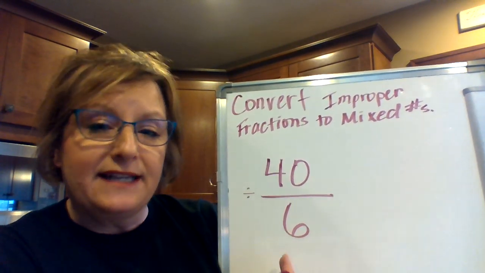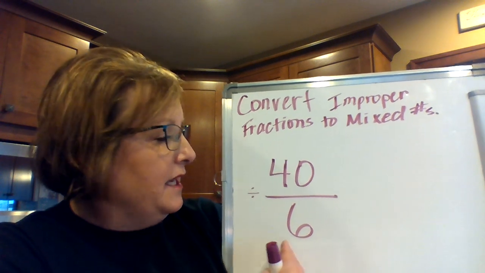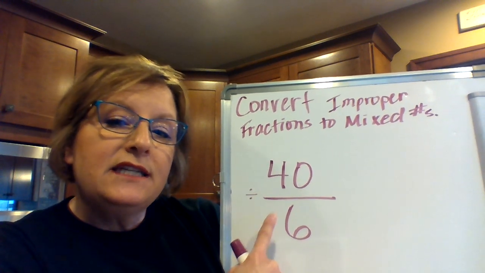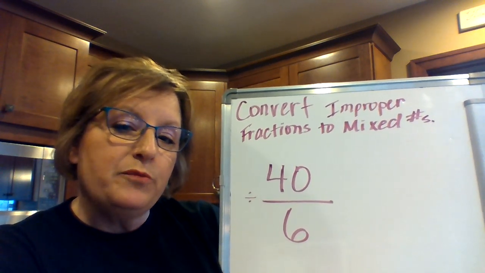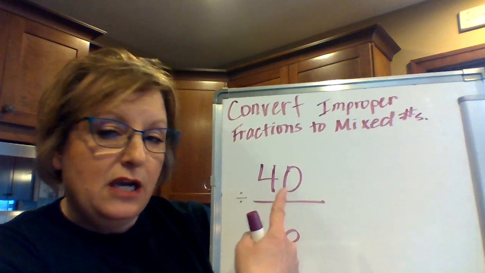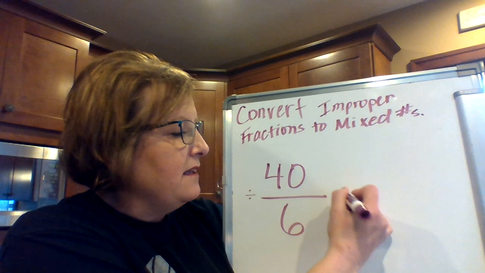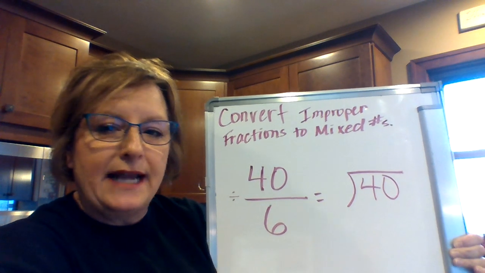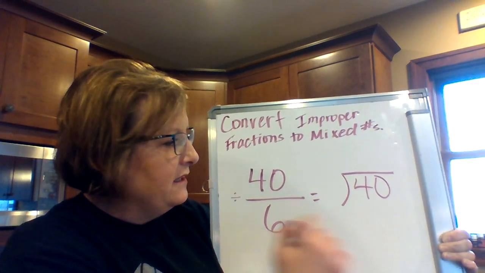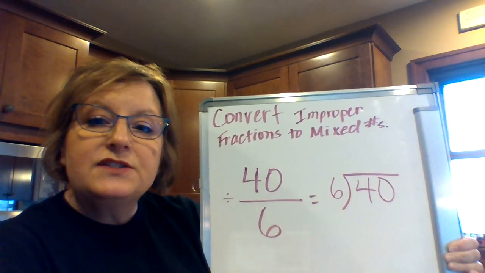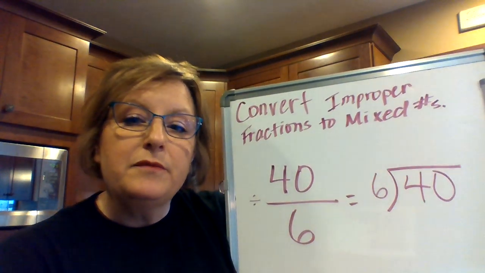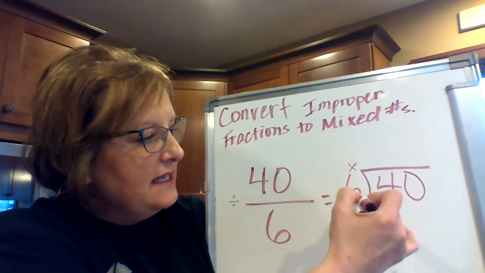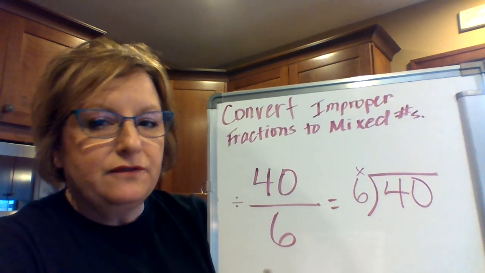This is 40/6. This is an improper fraction. An improper fraction has a greater numerator than the denominator. In order to change this into a mixed number, we're going to divide the numerator by the denominator. We take the numerator and put it inside the division sign, and the denominator becomes our divisor. So think back to our division unit and ask yourself, what times 6 gets me close to 40? Or some of you do 40 divided by 6.